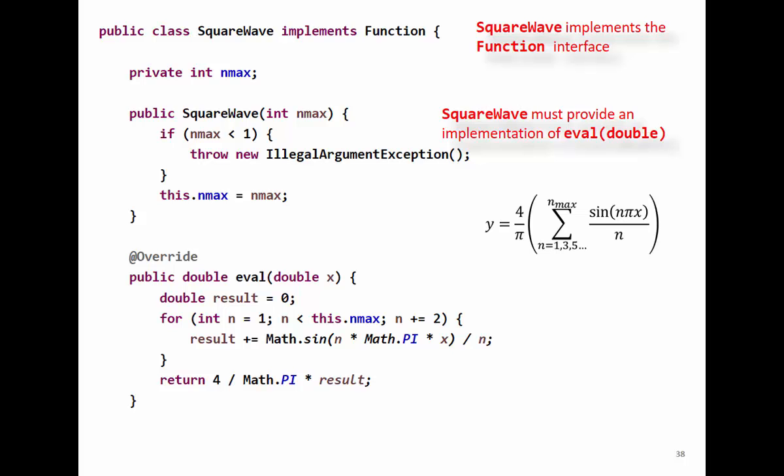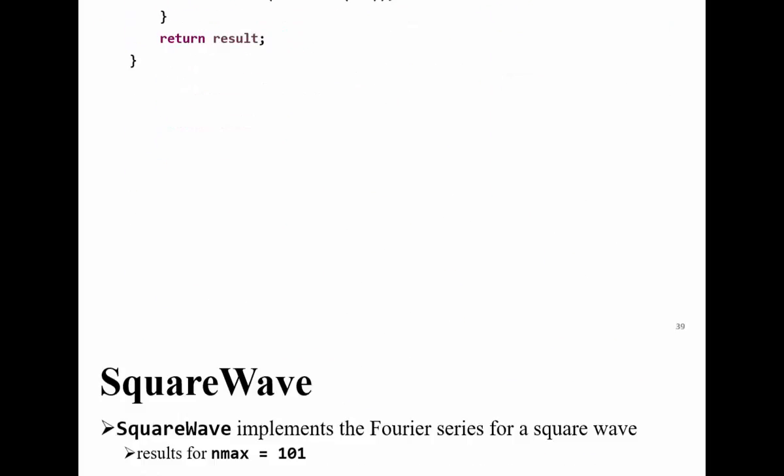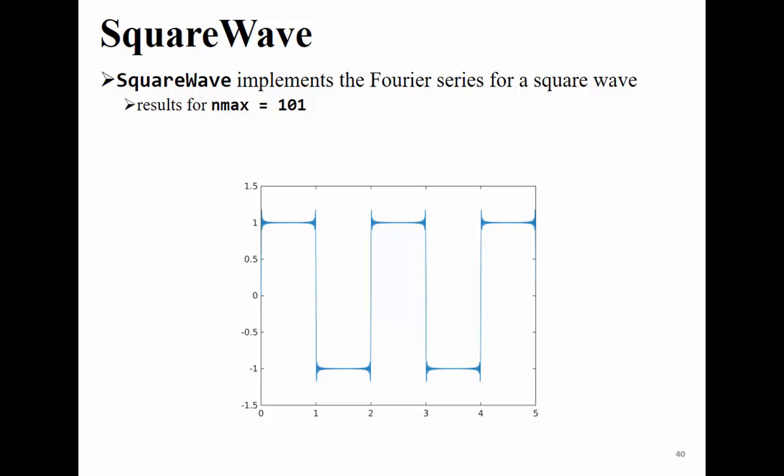Okay? So one of the things that the interface helps us to do is to force the object to follow a certain behavior. What do you mean by behavior? Implement some certain methods. Okay? Now, if you implement the previous example of square wave, go home and implement it, you will see this if you have n max equal to 101.